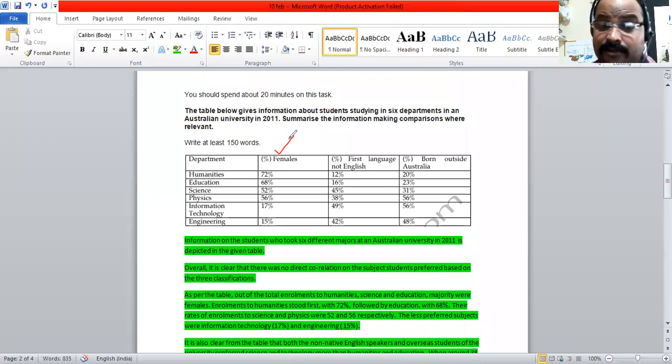I do have clear information about the rate of female students who enrolled in this particular Australian university. You have the data of the proportion of non-English speakers who took the particular subject. So you compare that with the overseas students who took these particular subjects, no problem. You can have a comparison like this. But I cannot compare this to the female proportion, as we don't have any further information about the gender.